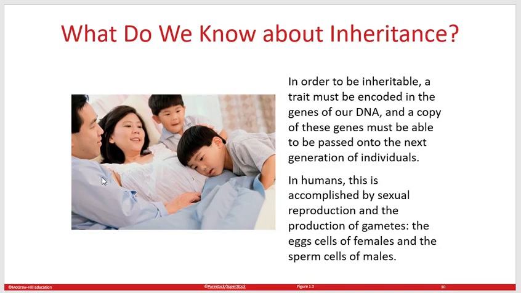And it's accomplished by sexual reproduction. And if that gene is in the egg cell or the sperm cell, and that egg or sperm is the one that's doing the fertilization, then that genetic disease will be inherited.